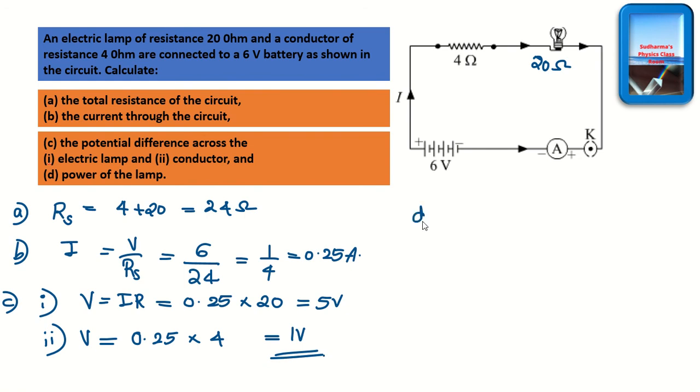Now question D. Power of the lamp. Power we can calculate using any method because we have I we calculated, V is there, and R is also there. So I'm going to use the simplest formula, that is VI. So V means the potential difference across the lamp. Potential difference across the lamp was 5 volt. So 5 into 0.25, that is equal to 1.25 watts because power is expressed in watts.